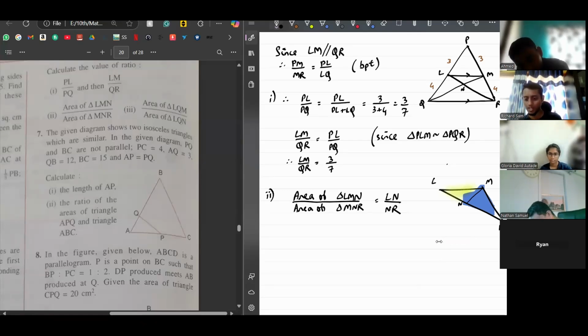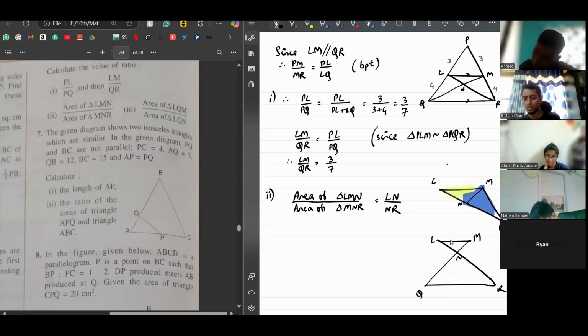Yes. Which similar triangles? You see these two, from L, N, R. This is M, Q. See, these two triangles are similar. We already showed that just now. And we need to find LN is to NR. This is what we have to find.